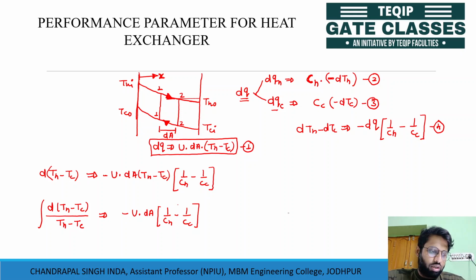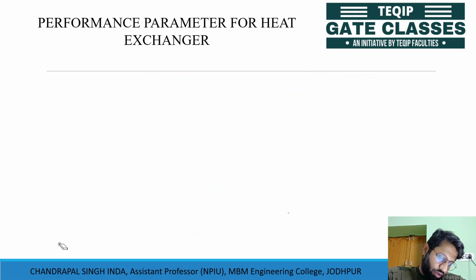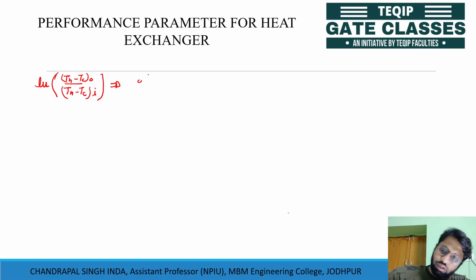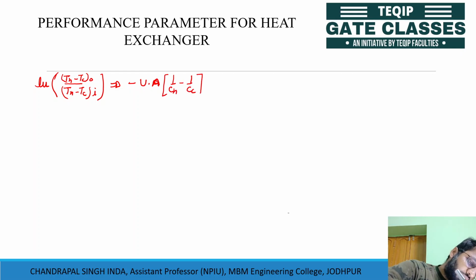So for the overall, if I have to integrate this equation from inlet to outlet, so we are integrating this equation from inlet to outlet, and we will have, write it on another page, ln (Th minus Tc at outlet) over (Th minus Tc at inlet) is equal to minus U A (1 by Ch minus 1 by Cc).